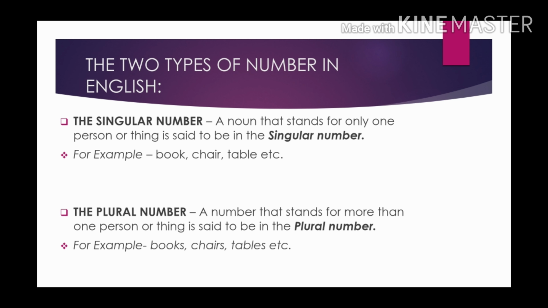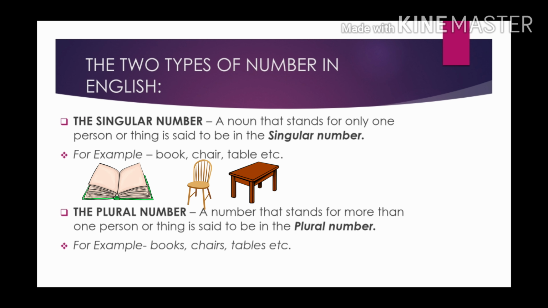There are two types of number in English. The first one is the singular number, and the second one is the plural number. A noun that stands for only one person or thing is said to be in the singular number. That means which is only one, that will be singular. For example, book, chair, table, etc.